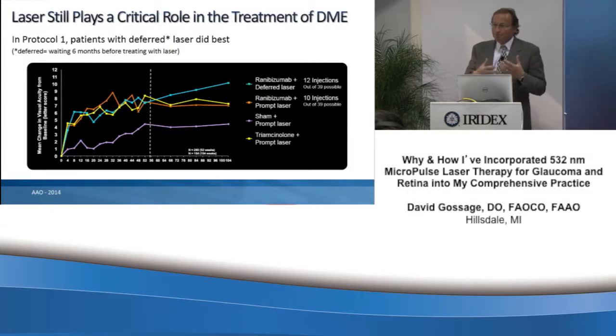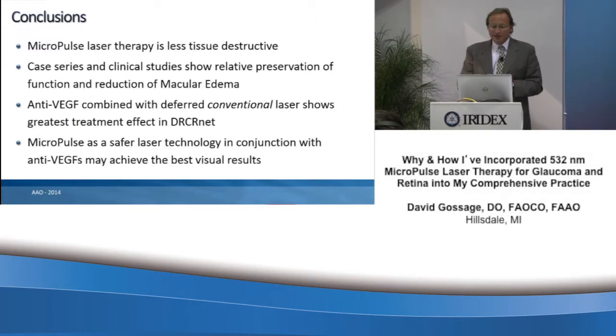So in conclusion, MicroPulse is very good. It's an excellent laser treatment choice. It causes less tissue destruction, and no tissue destruction that we can visibly see. Some of the case studies I showed the preservation of vision and function, and that anti-VEGFs still have a role and they work, and they're still needed to be used. We don't want to forget about them. And we also know that anti-VEGFs along with laser was probably the best choice according to the DRCR Net Protocol 1. And MicroPulse is really a safe technique and a safe process to use.